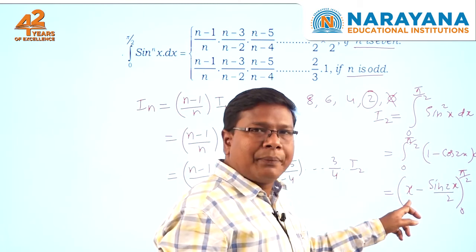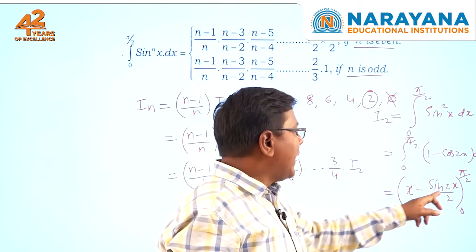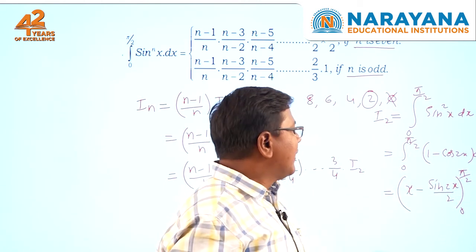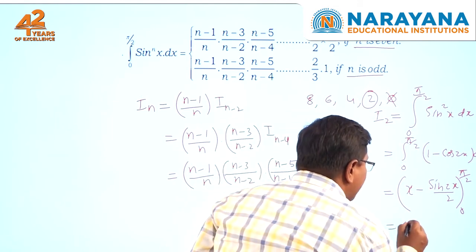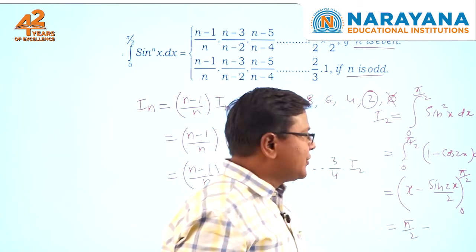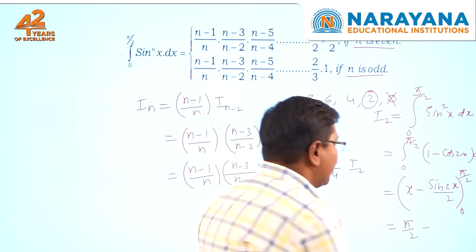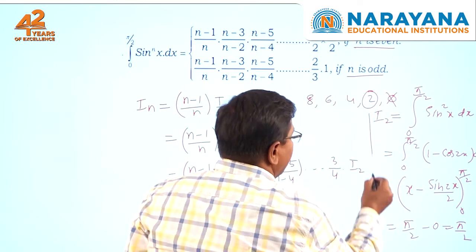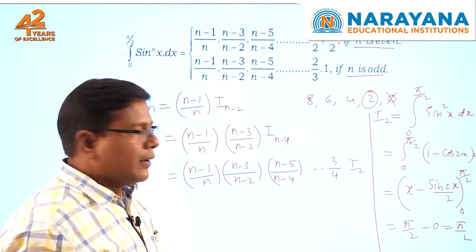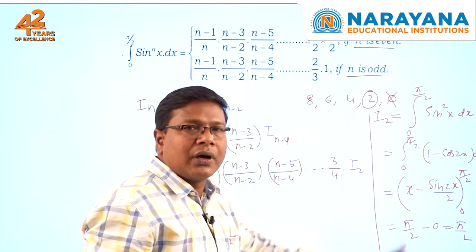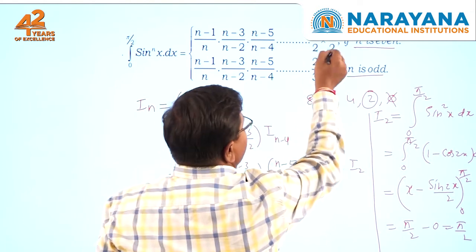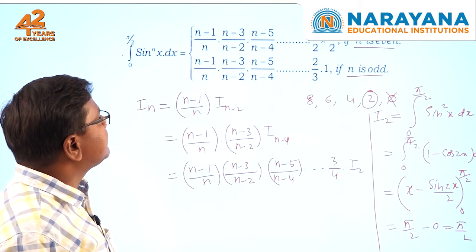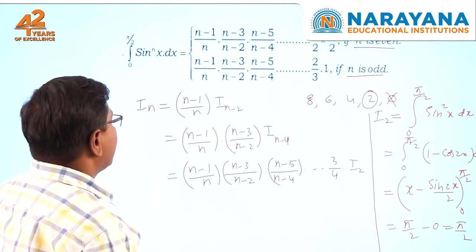Now, if you apply the upper limit pi by 2, sin 2x at pi by 2 is sin pi, whose value is 0, right. So the upper limit gives pi by 2 minus 0, and if you substitute the lower limit 0, the total term is 0. Therefore, you will get pi by 2. So, the I2 value is pi by 2 we got finally. Therefore, in the place of this, if you write this, we will get pi by 2 if n is even, okay, fine.